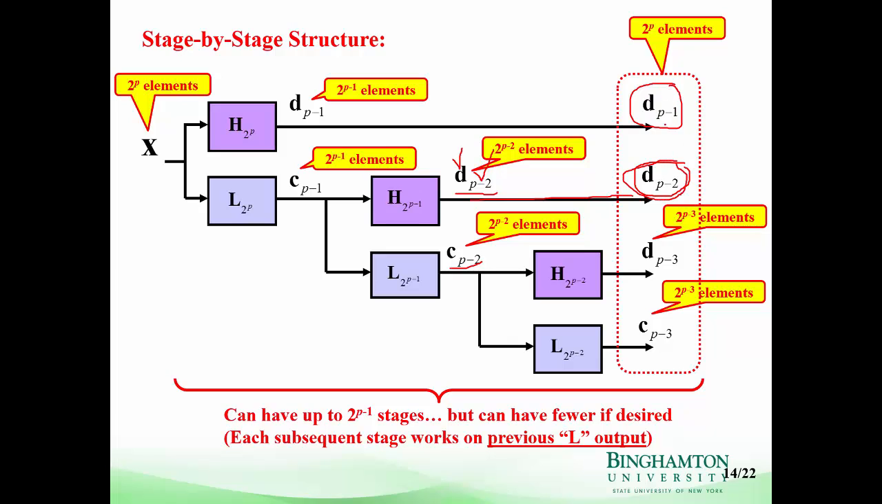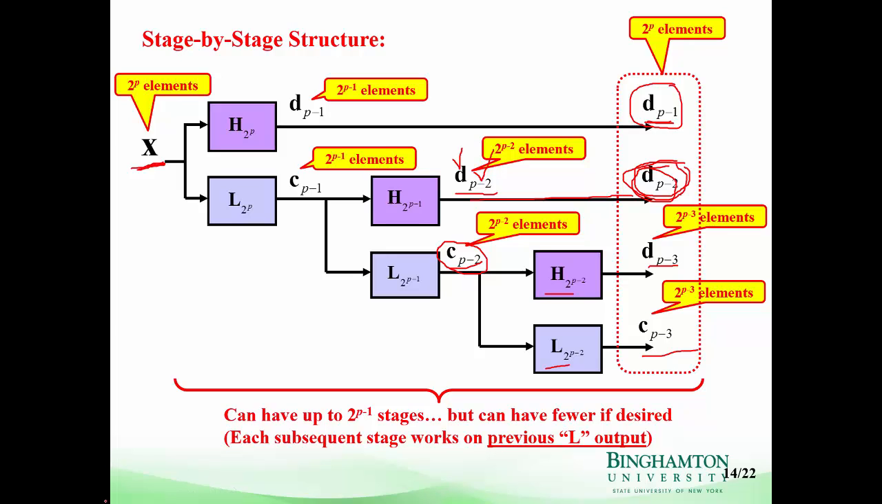Remember, each of these is half the size. So D_{P-1} is half of the size of x. This is now half the size of that, which is a quarter of the size of x, and so on and so on. So this is now a quarter of the size of x. It goes into an h and an l, which is now each a rectangular matrix that will cut the number of elements in half. So now we come out with D_{P-3} and C_{P-3}.